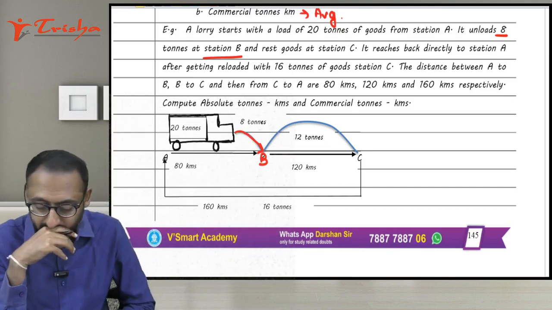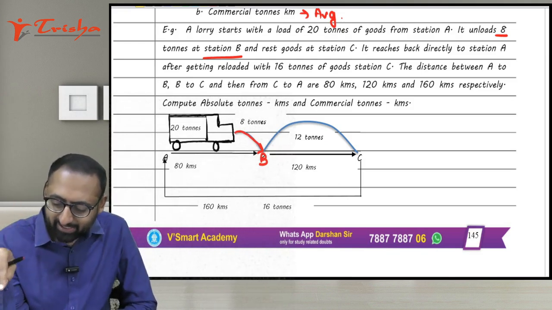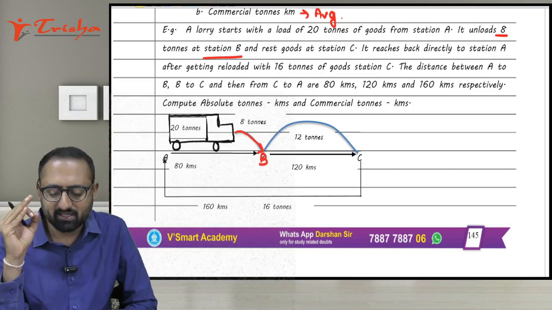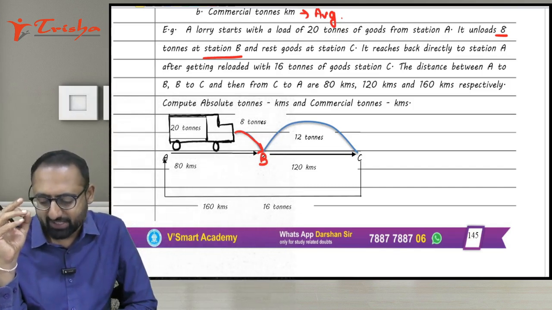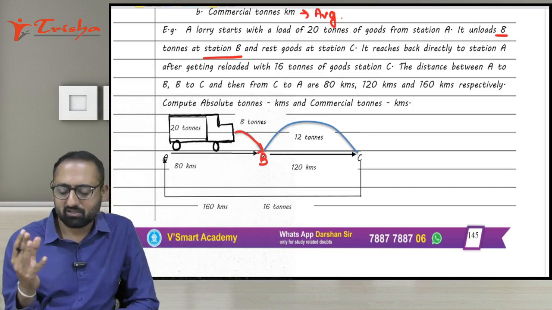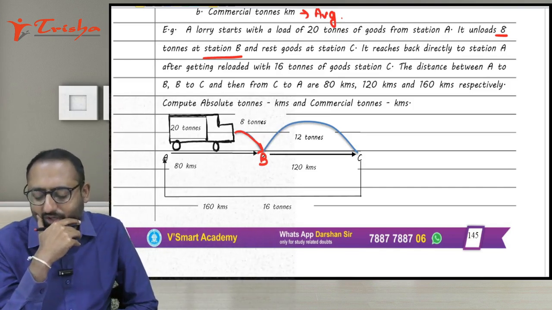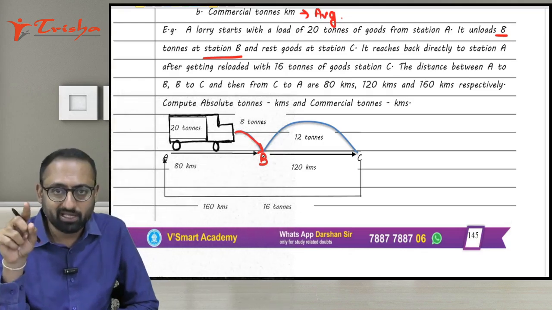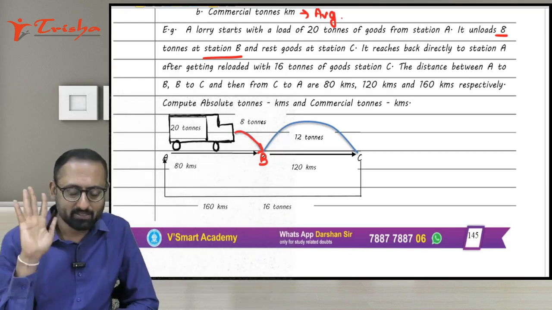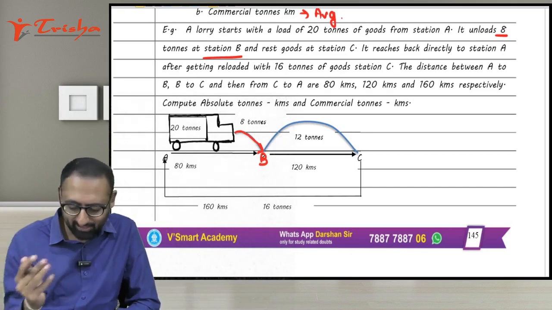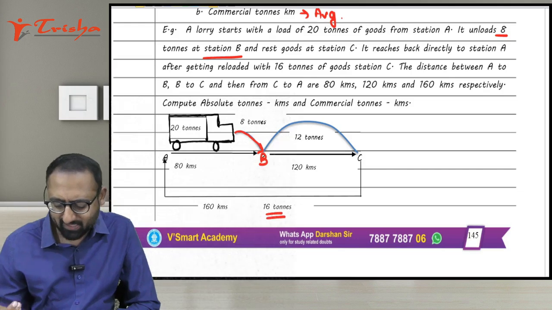Next one. It returns directly to station A after being reloaded with 16 tons of goods at station number C. Okay. So in the return journey, we are not going from C to B. We are directly going from C to A. Hence, guys, there will not be C to B and B to A. Directly C to A with the load of 16 tons.